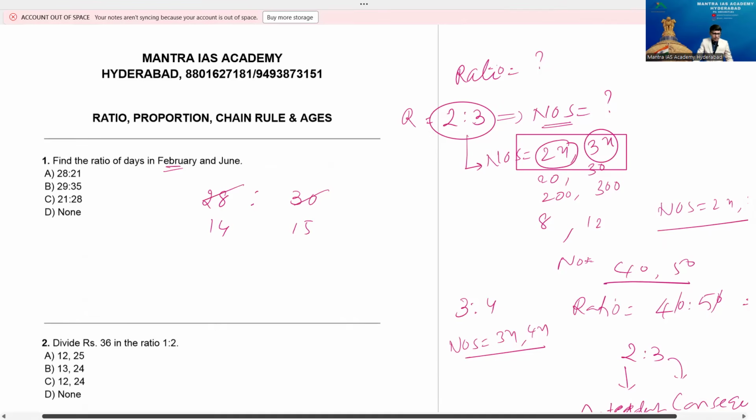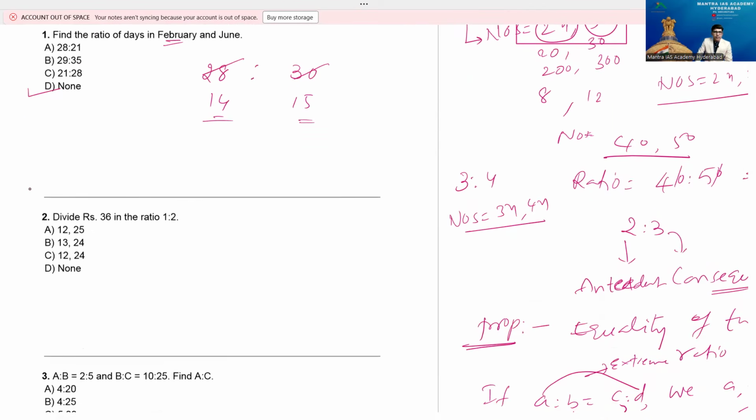So February is 28 and June is 30 days. 14 is to 15. That is the intention of the examiner. So 14 is to 15 is not in options A, B, C. So the answer is obviously none of these. That's how you do it.